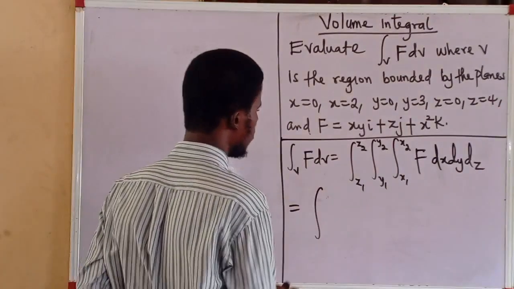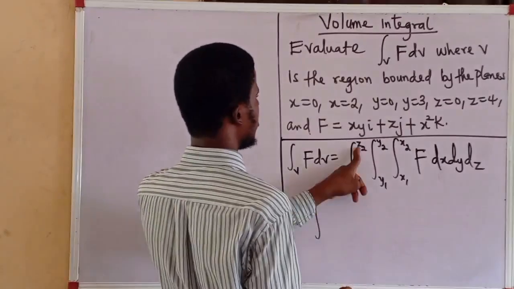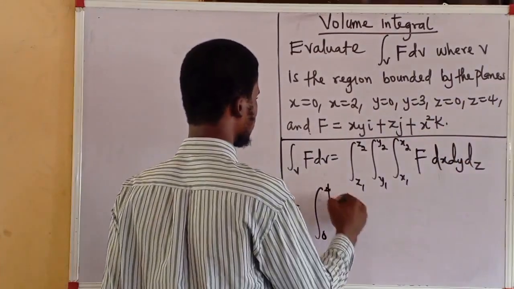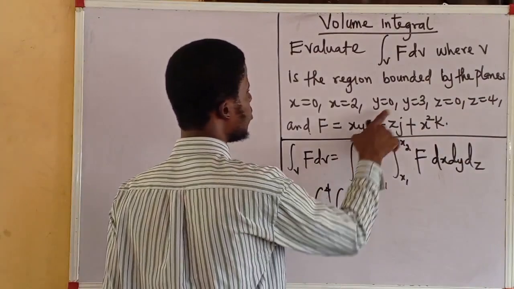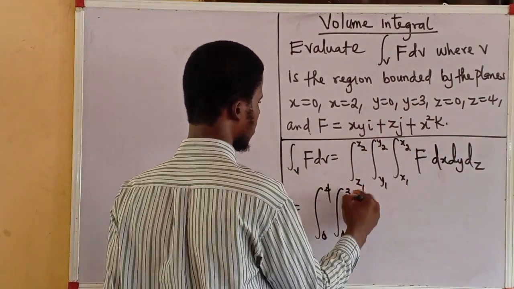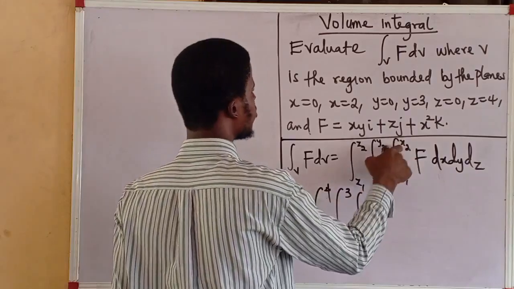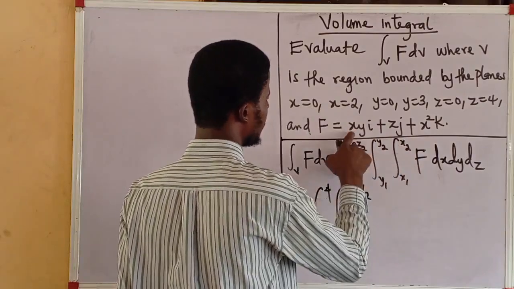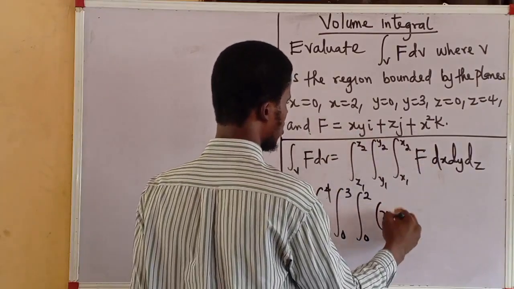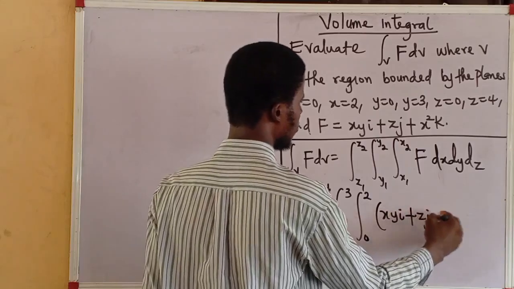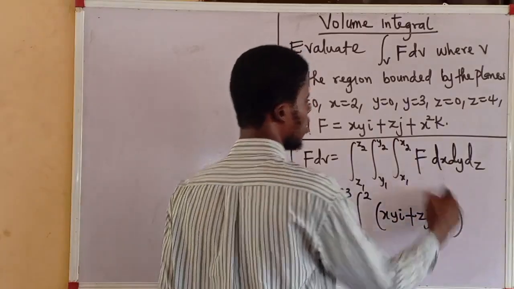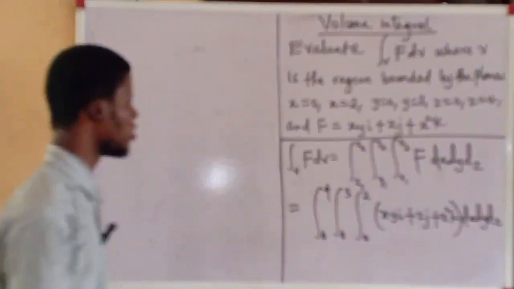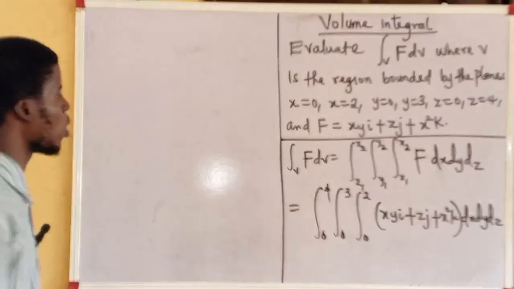So the integral from z1 to z2, that's from 0 to 4, y1 to y2 from 0 to 3, then x1 to x2 from 0 to 2. F is the vector function xy i plus z j plus x squared k, dx, dy, dz. So let's evaluate this multiple integral. This is how to evaluate multiple integrals.